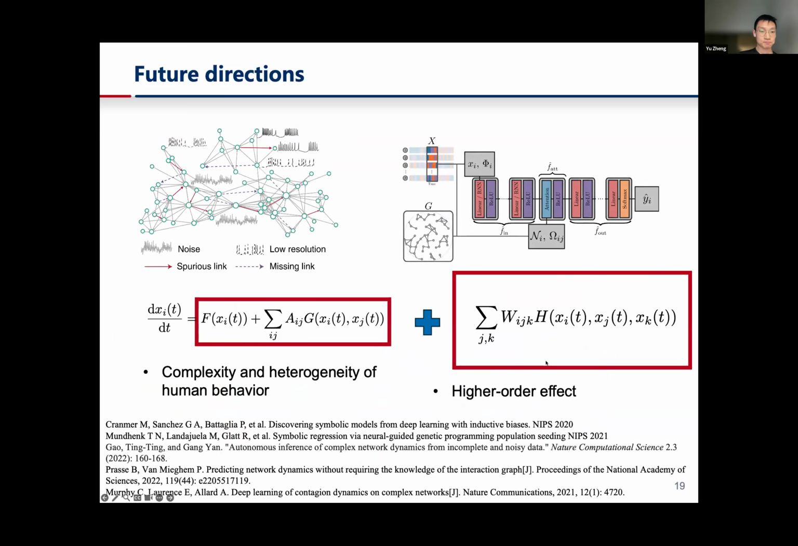Also, the network shows some complexity and heterogeneity of human behavior. And if we extend the pairwise relationship to higher-order structures like motifs, then there are definitely some higher-order effects between three or more nodes, which can generate more fruitful results.